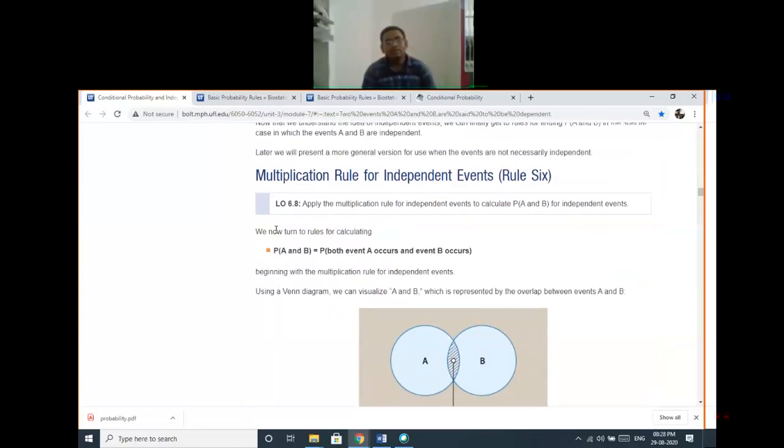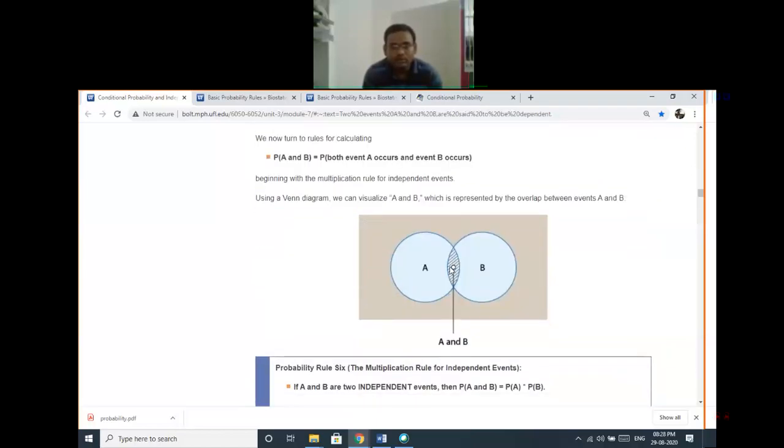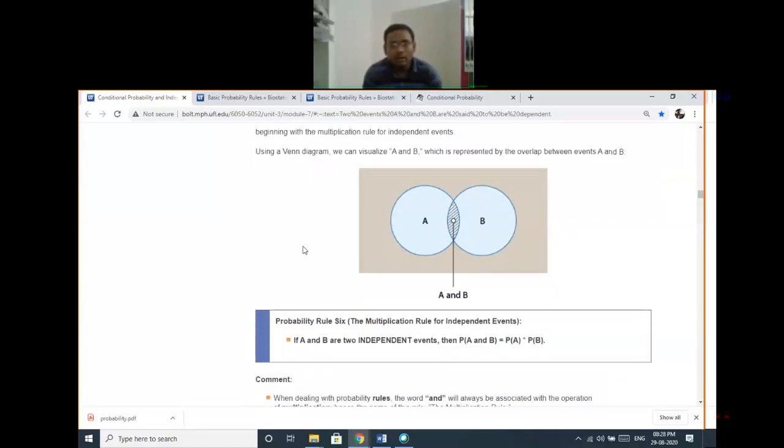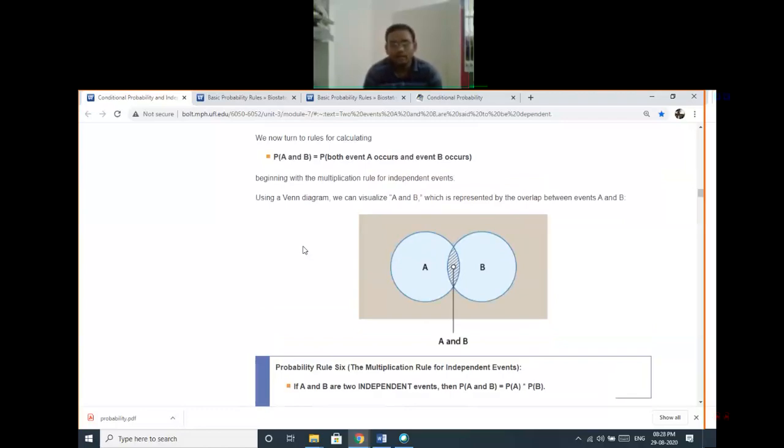Just see the probability rule. This is called the multiplication rule of independent events, to calculate the probability of A and B. When these two events A and B are independent, we multiply: the probability of A and B is the probability that both event A and event B occur. In the Venn diagram, this is the place where both A and B occur simultaneously.